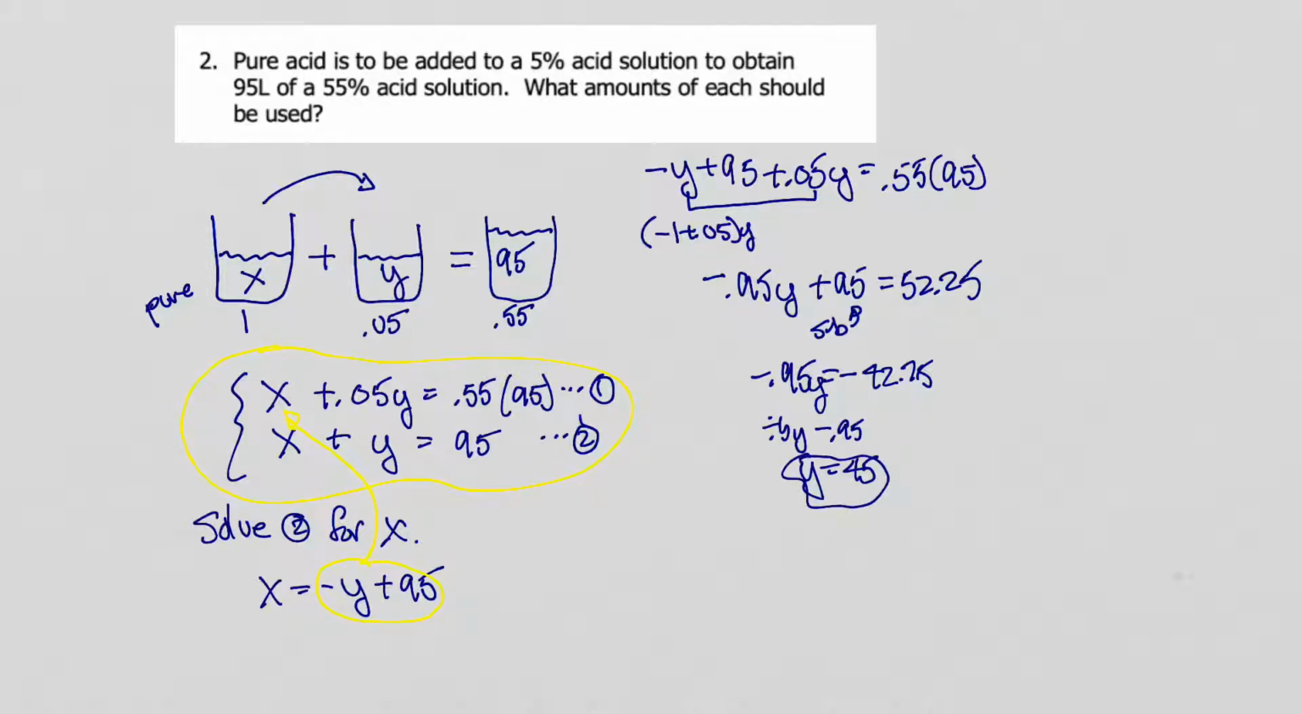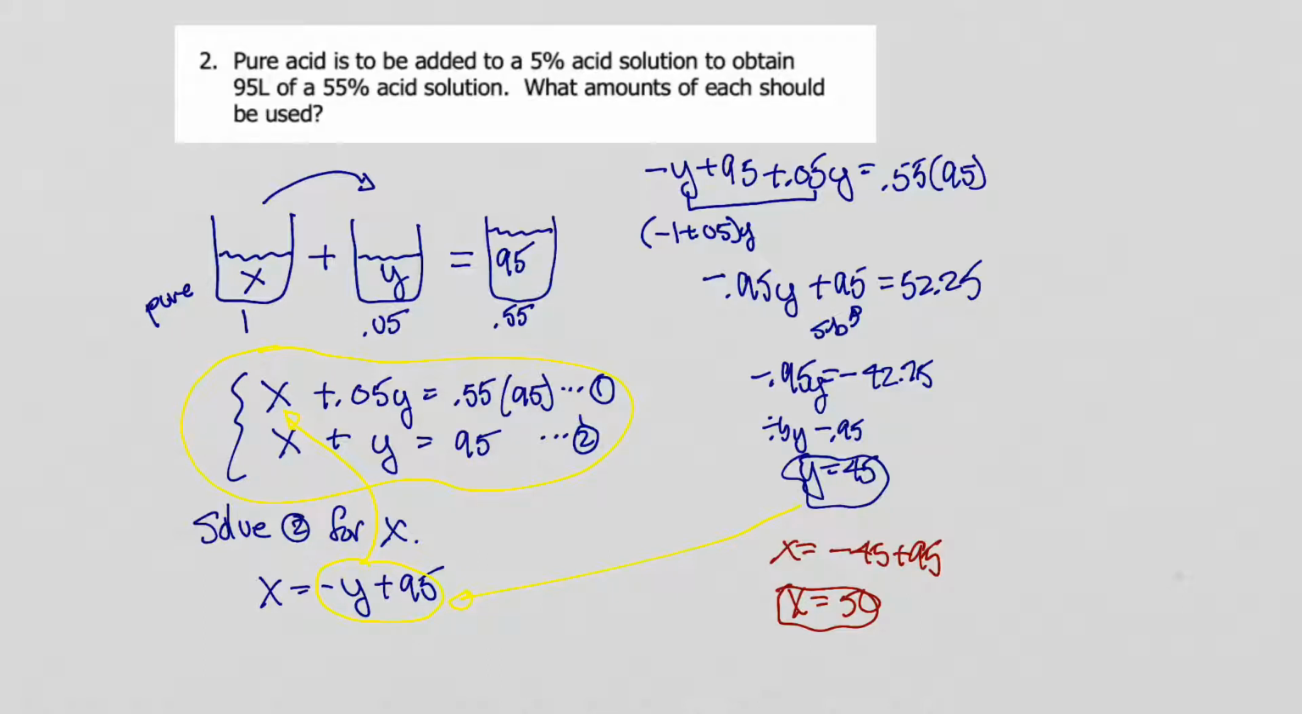Now, we can get the other one pretty easily. From this second equation, let's come back down here. X is equal to negative Y plus 95. So what do we get for X now? Y is 45, we just found it. So X is equal to negative 45 plus 95. So X is equal to, you've got it, 50.